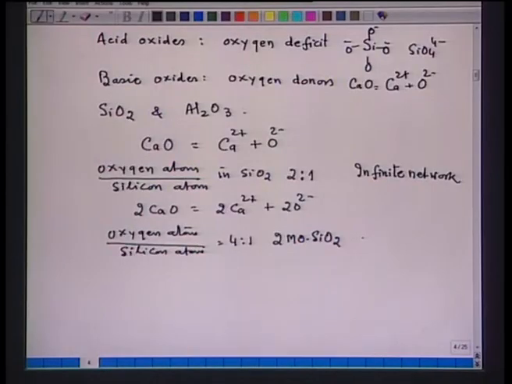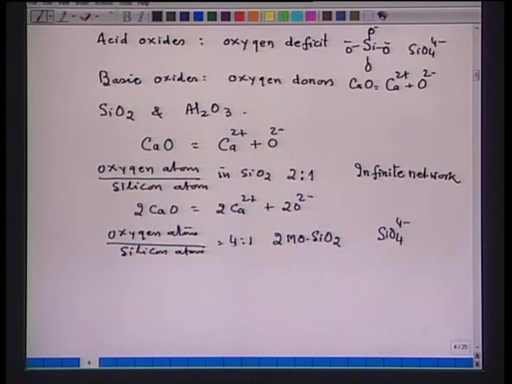In that case, what will happen? All links are broken, and the ionic species available after the addition of 2 moles of calcium oxide, or 2 moles of any basic oxide, is SiO4 4- in the slag, and the size of this entity is very small, and therefore the viscosity of the slag decreases drastically. So, from the structural point of view, the addition of calcium oxide decreases the viscosity of slag.